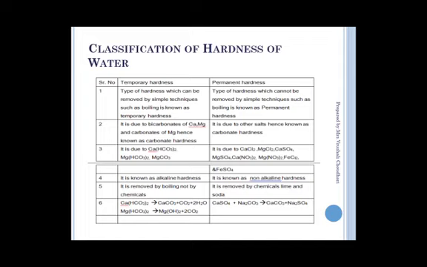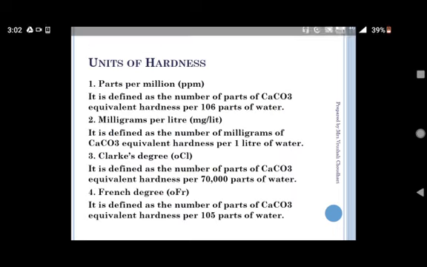The primary technique to remove the temporary hardness is the boiling process, while the permanent hardness is removed by complex chemical processes like the soda lime process, zeolite process, and ion exchange process.